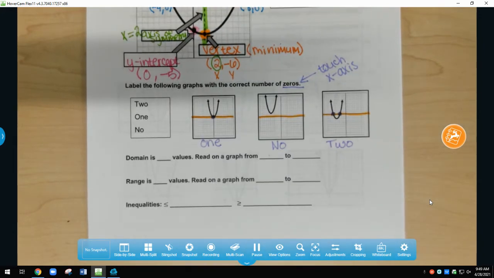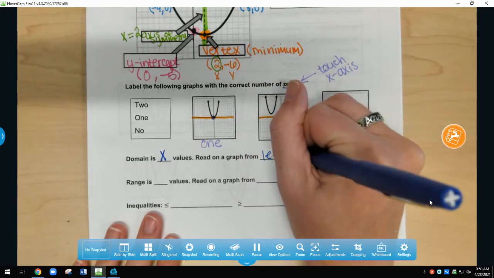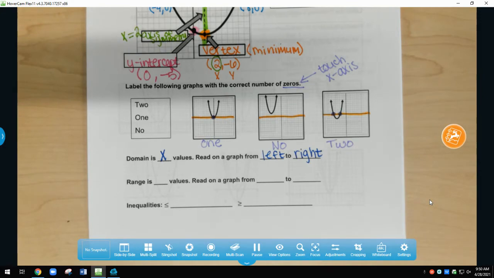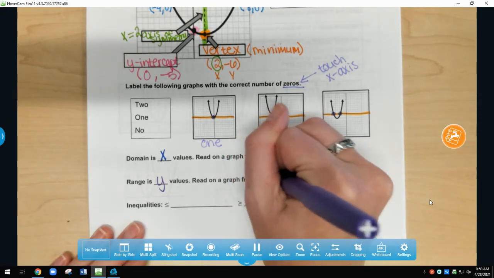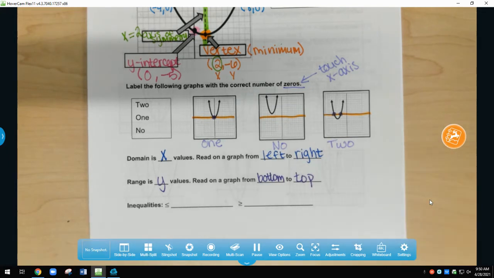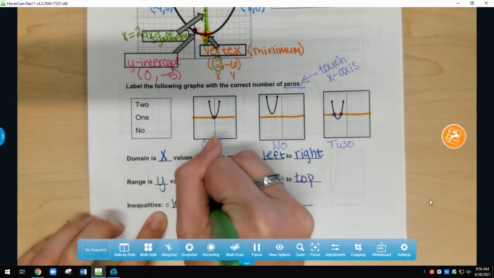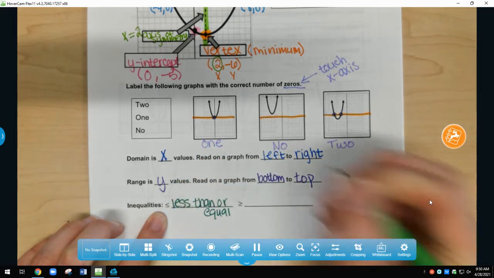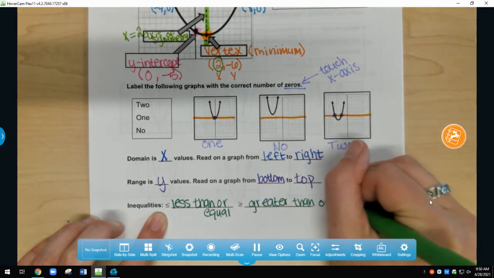All right, domain. We've talked a lot about this. So domain is your x values, and it's read on a graph from left to right. Range is your y values, and it's read on a graph from bottom to top. Remember, if you see points or dots, then you need to use your inequalities. So remember, this one is less than or equal. This one would be greater than or equal.